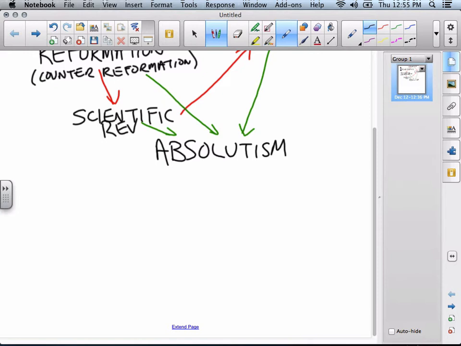Remember Galileo? House arrest for the rest of his life because he suggested that Copernicus was correct and that the earth did revolve around the sun. Do you know when the church apologized for that? Never. After 2000. Yeah. So absolutism.